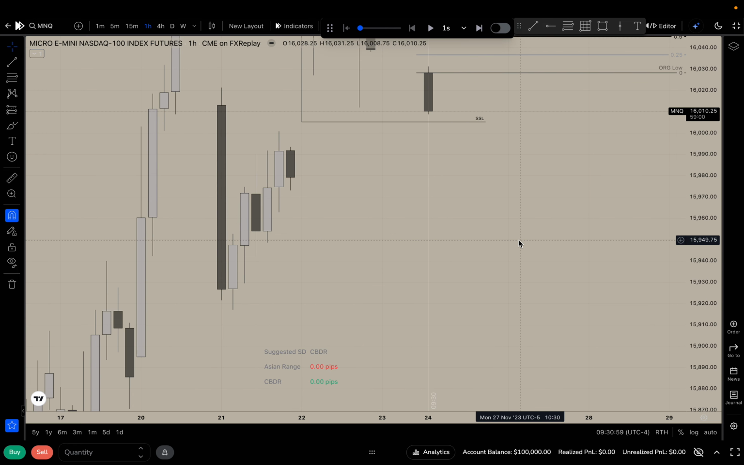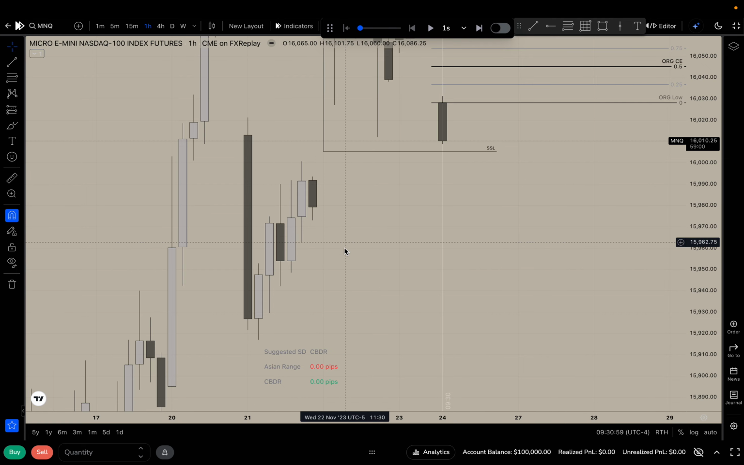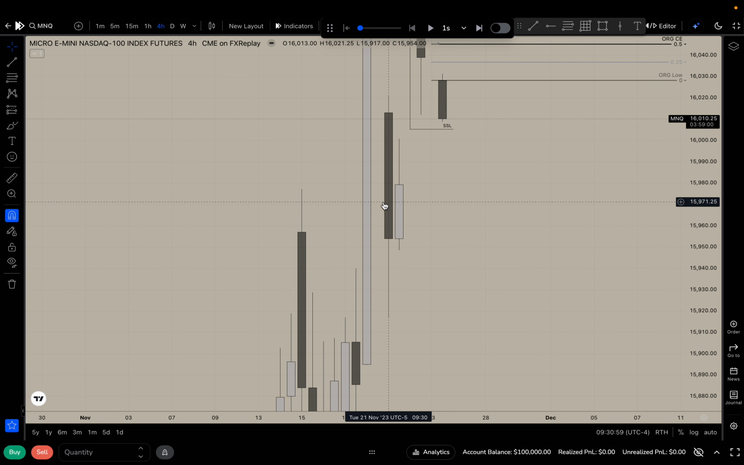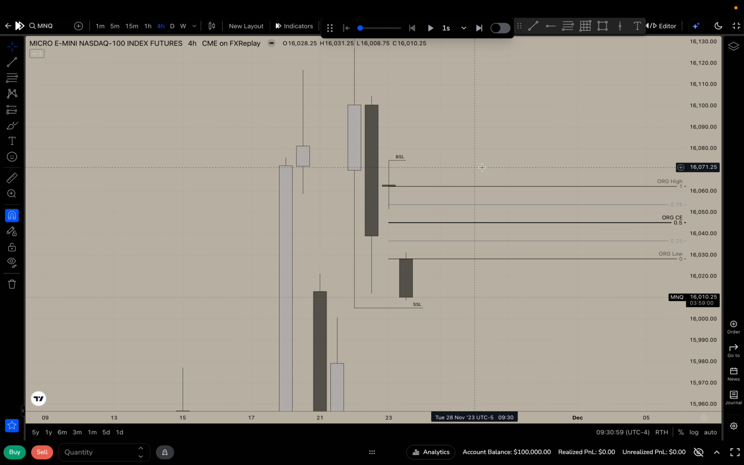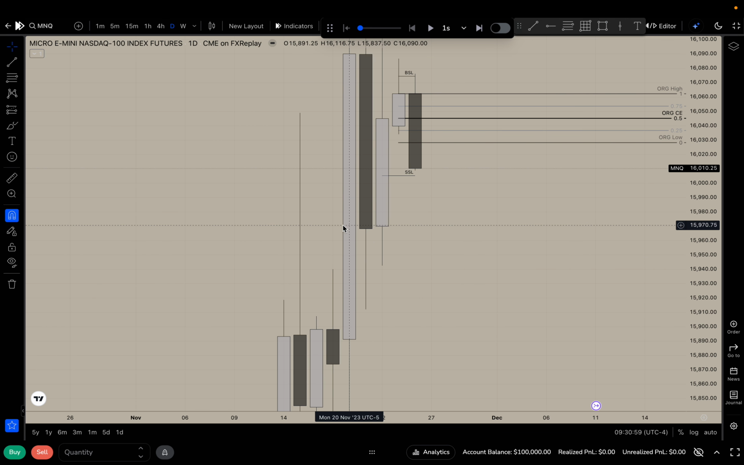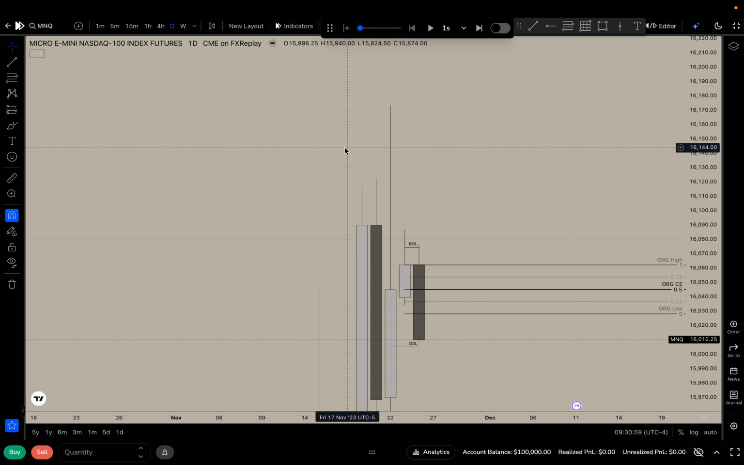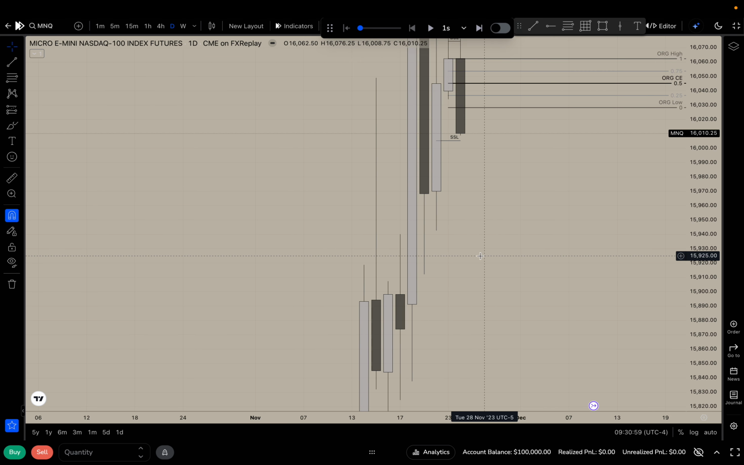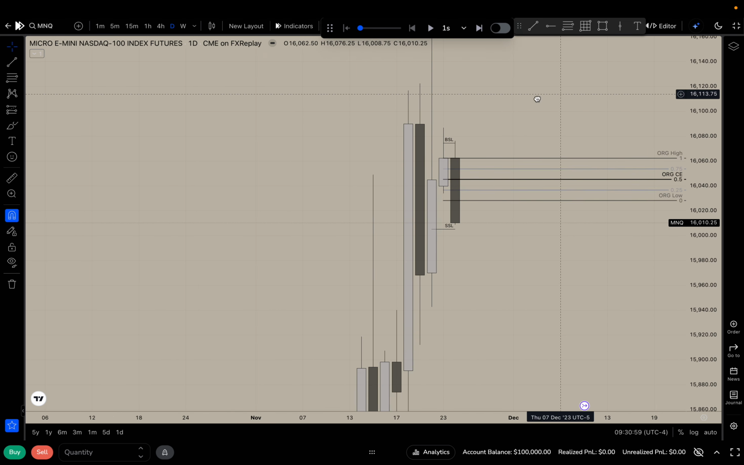There's some sell side liquidity there. Some volume. There's a volume imbalance here. On the 4 hour, it looks like it's bullish, coming for a retrace. Daily looks like it's also bullish, except what we had here.